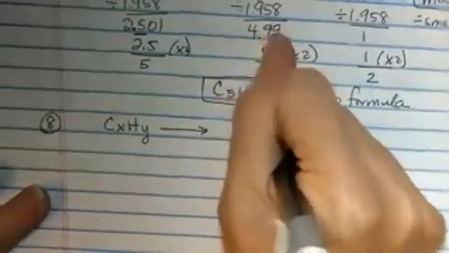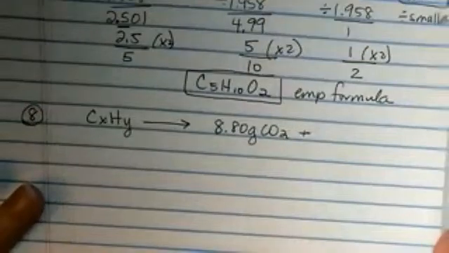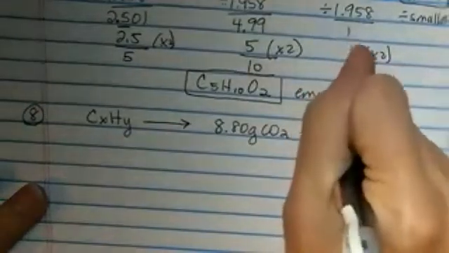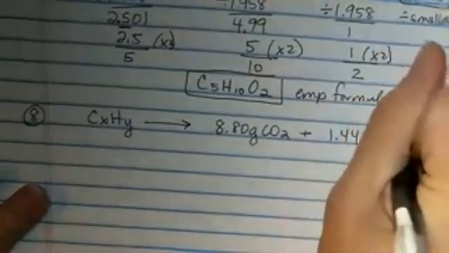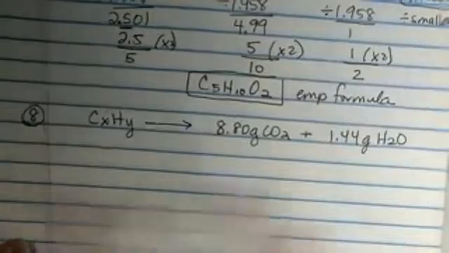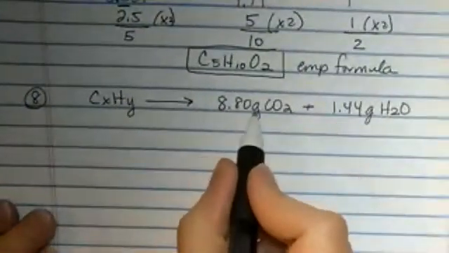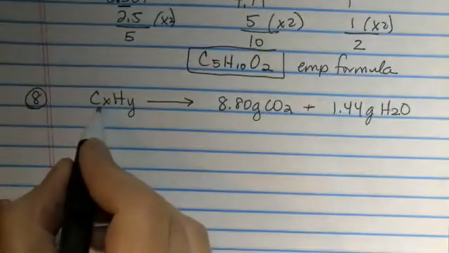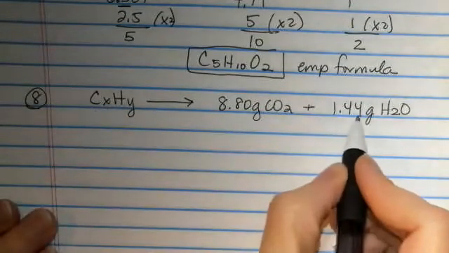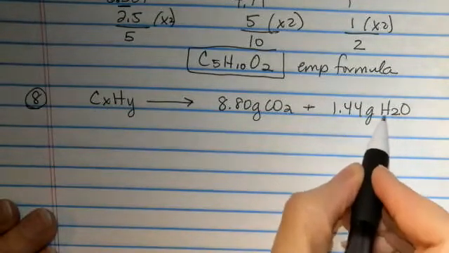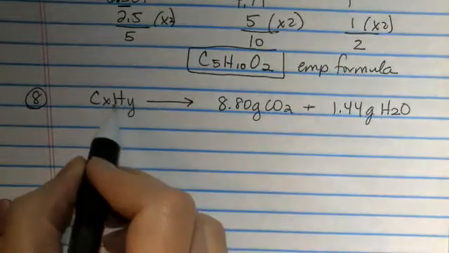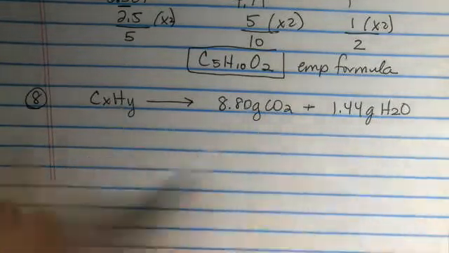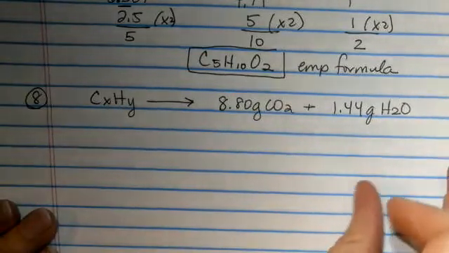8.80 grams of carbon dioxide. And it says that it produces 1.44 grams of water. So what's important to conceptualize here is that in that 8.80 grams of carbon dioxide, the carbon came from the hydrocarbon. In the 1.44 grams of water, the hydrogen came from this hydrocarbon. Now the oxygen comes from oxygen in the air because it's a combustion reaction.